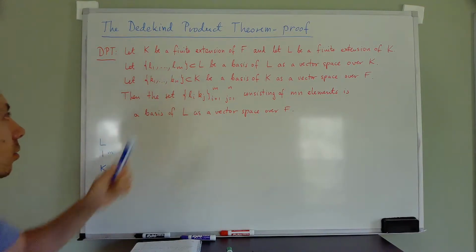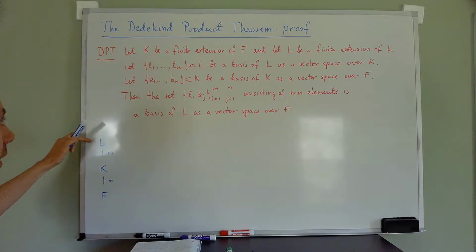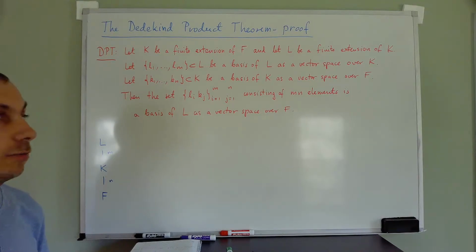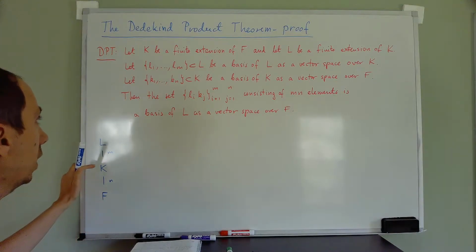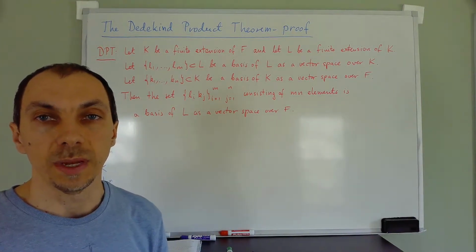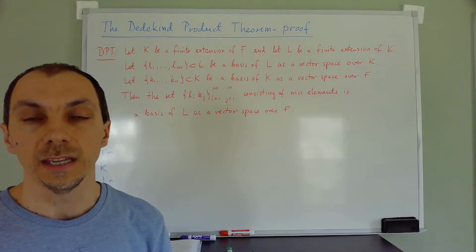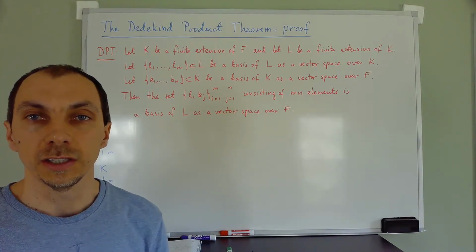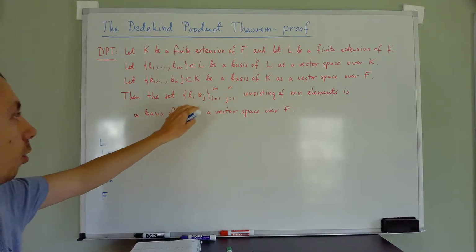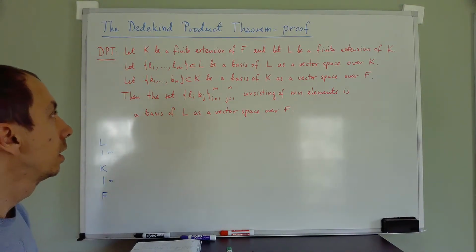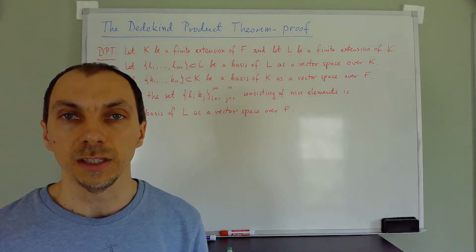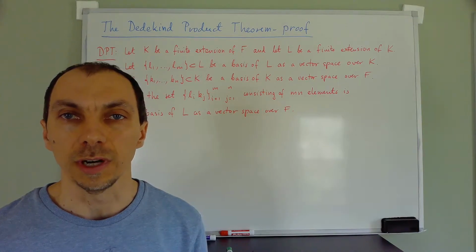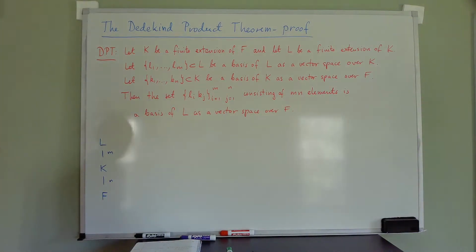And then we take vectors l1 through lm, which are elements in L that are a basis of L as a vector space over K. And we take elements k1 through kn that lie in K and are a basis of K as a vector space over F. And then the statement of the theorem tells us that if I take all the possible products of the elements from the set of the l's and the set of the k's, then I get a basis of L as a vector space over F, over the field at the bottom.